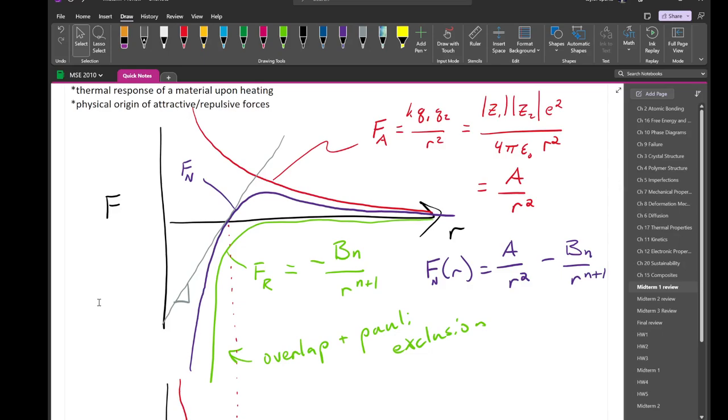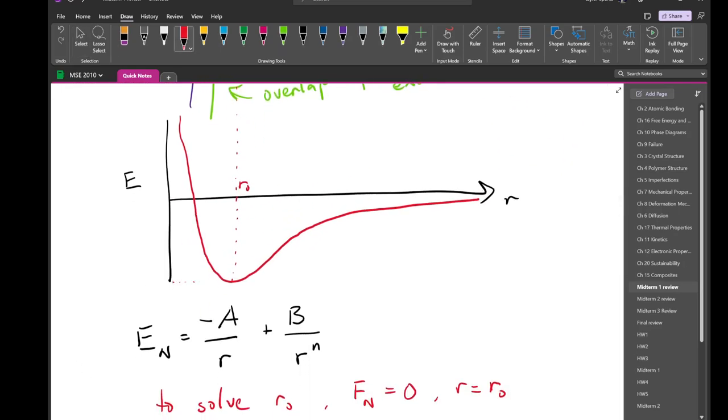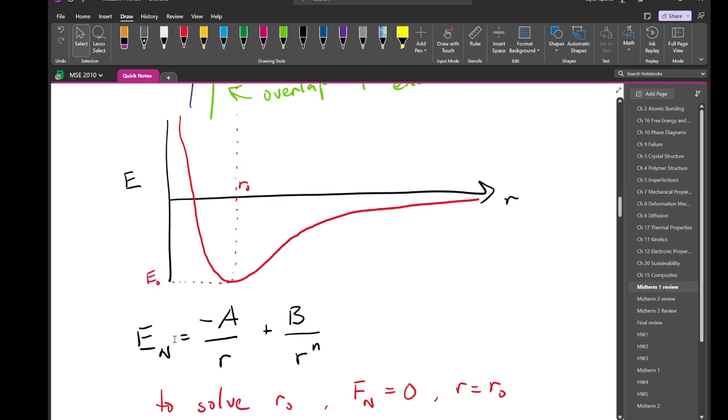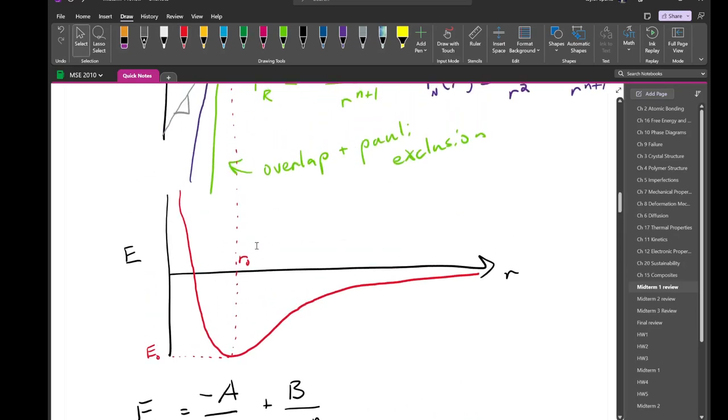Similarly, if you wanted to know your binding energy, written as E naught, you would just take your energy expression and plug in R naught. Schematically, from a graphical perspective, if you know what your R naught value is, you see the point on this line where it equals that value. That's your binding energy. Okay?